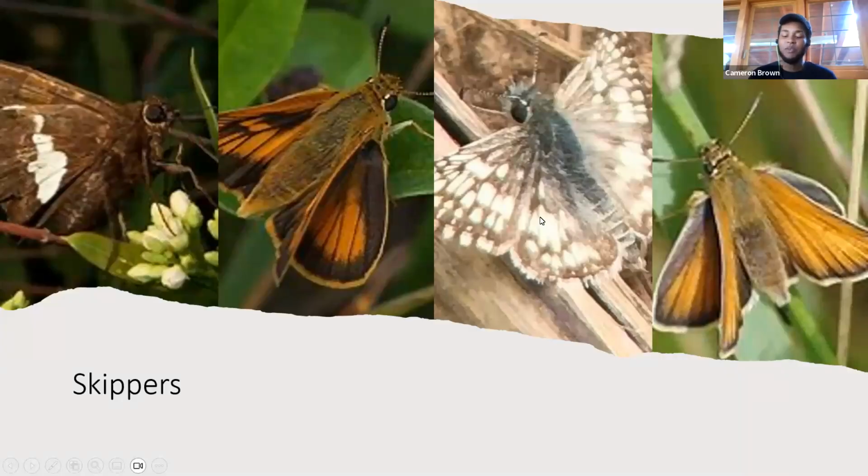Now I'm going to move on to the skippers. There are two main groups of skippers we have here in the Midwest. We have the spread wing skippers and we have the grass skippers. So just moving left to right, we have the silver spotted skipper, which you might guess from the little white band here. And then we have the Delaware skipper, then the common checkered skipper, and last, the leaf skipper. The common checkered skipper and the silver spotted skipper are spread wing skippers, which have similar bodies, but you can tell just by looking at them that they have different wing placements.